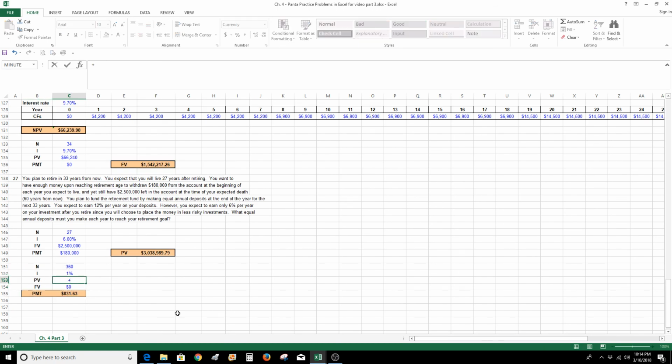So your present value, your future value is going to be this $3 million. Your N, it says you plan to retire 33 years from now. So it's 33 years that you're making those deposits, and you're getting 12% per year. So your payments are $8,874.79. Okay, and that's it for chapter 4. Thank you very much.